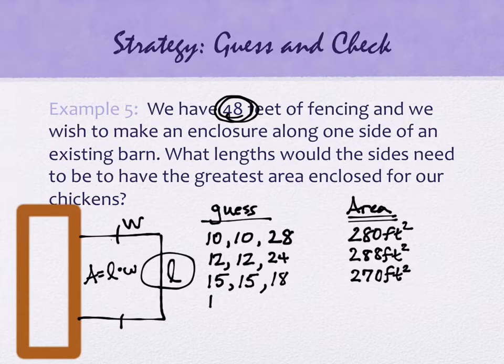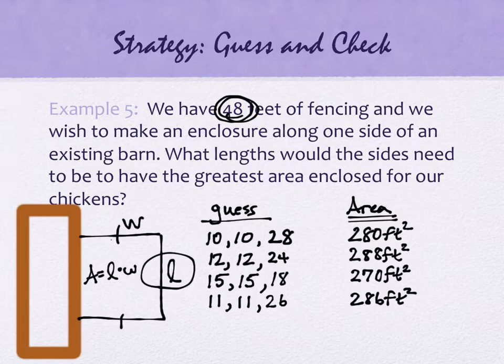11. Okay, 11 would be a good shot. Let's try 11. So if I do 11 and 11, that's 22, and then I have 26 left, right? What would the area be inside of my enclosure? You're close. 286. So which one's my best guess so far? 12. Still the 12, right?